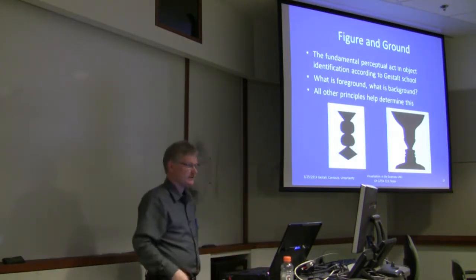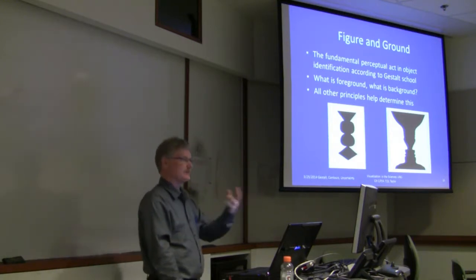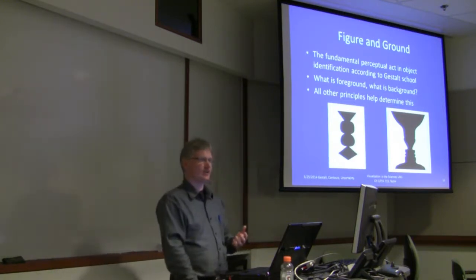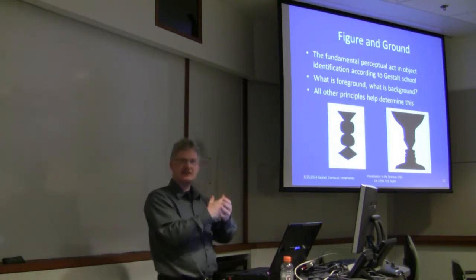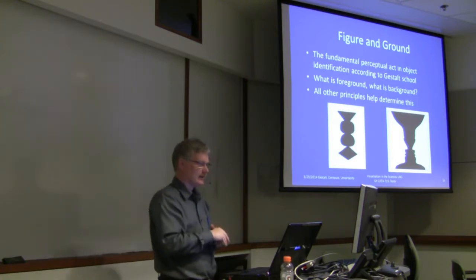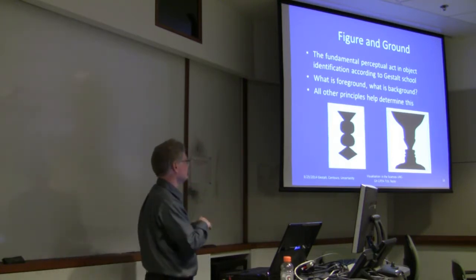All right. So the fundamental perceptual act in the Gestalt school is separating the figure from the ground. And so all these perceptual rules are kind of understood to group objects, and we say, okay, these are the objects against some background. And so, what's foreground, what is background, and all the other principles determine that.